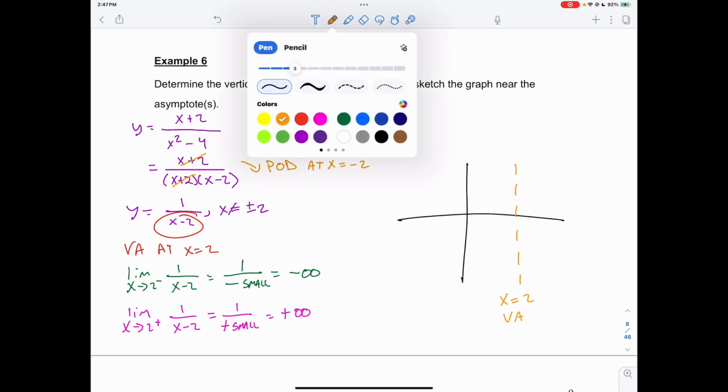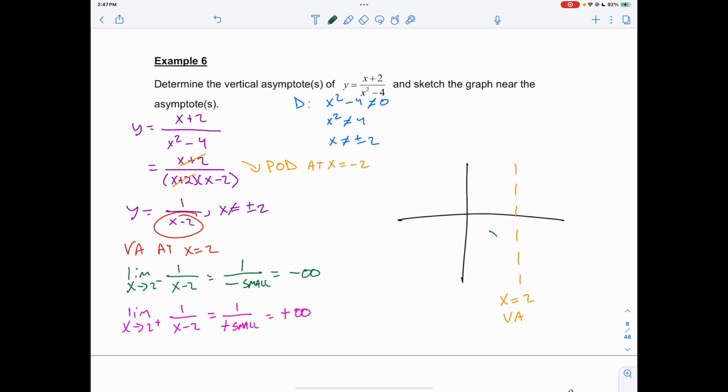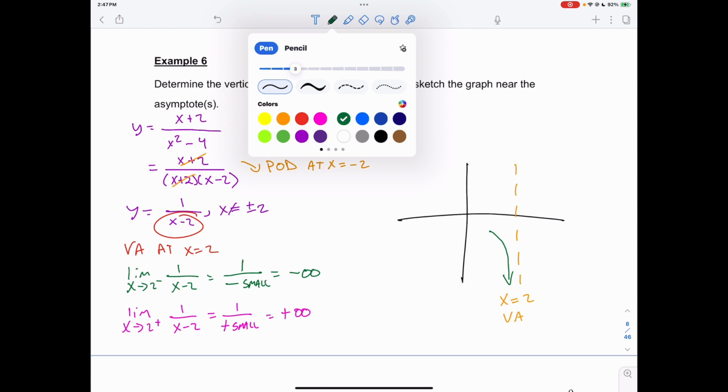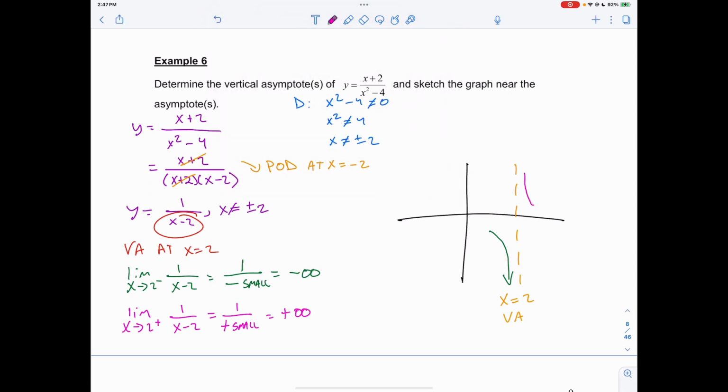We draw our vertical asymptote at x is equal to 2, and we know that when we're approaching from the left, it's going to approach negative infinity, and when we're approaching from the right, it's going to approach positive infinity. And yes, if we keep sketching it out, we would need to include that point of discontinuity that is going to exist in here.